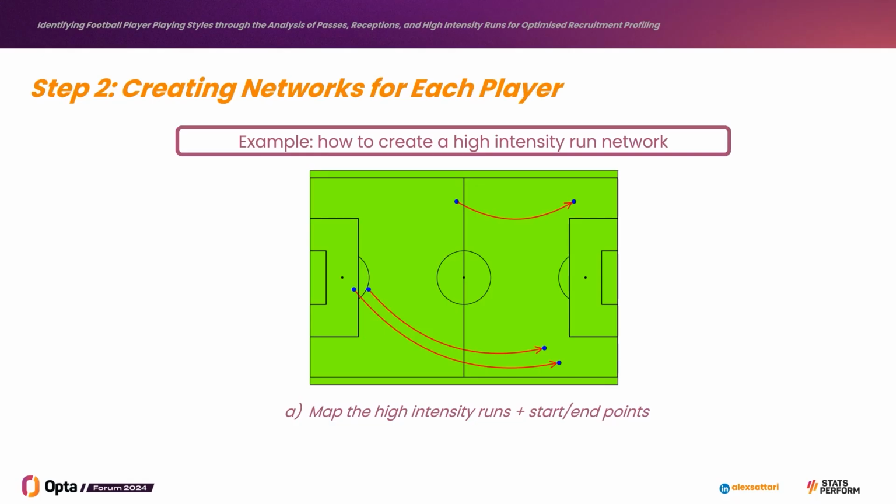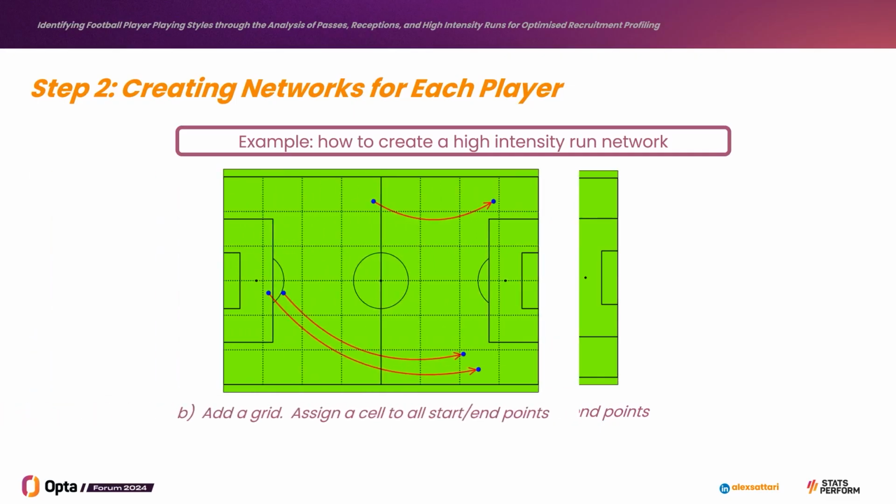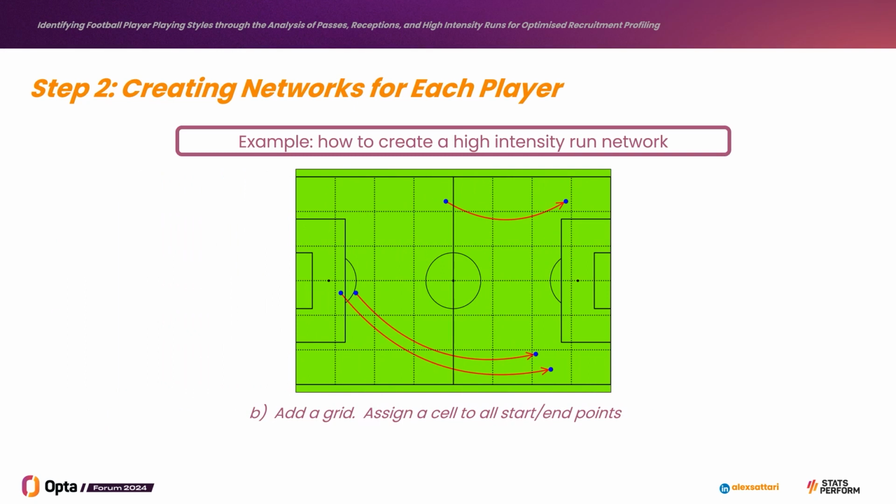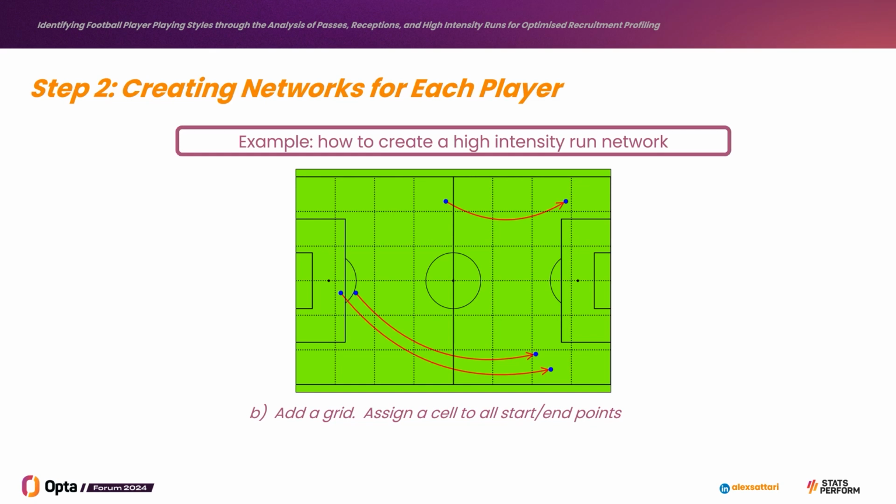So let's assume that we have a player, and he had 3 high-intensity runs, in-possession high-intensity runs. Each run has a starting position and an ending position, which is shown by blue dots here. So first we map these runs on a football pitch, then we add a grid on top of it, and as we can see, we can assign a cell to the initial position and ending position of all these high-intensity runs. So for example, at the bottom, you can see there are 2 high-intensity runs that share the same initial cell, and they also share the same ending cell.